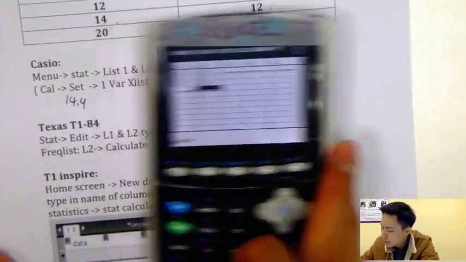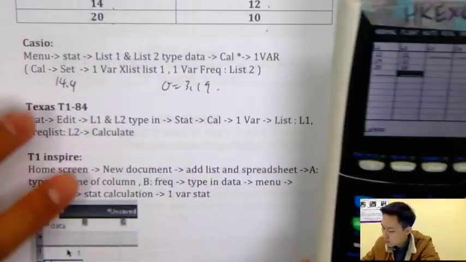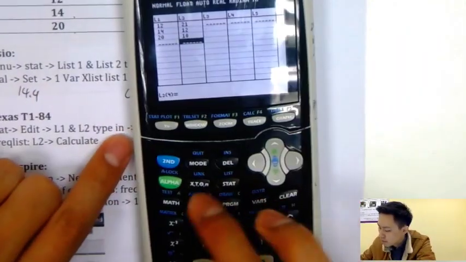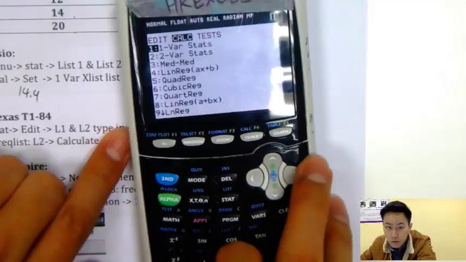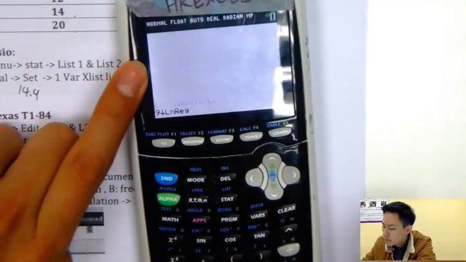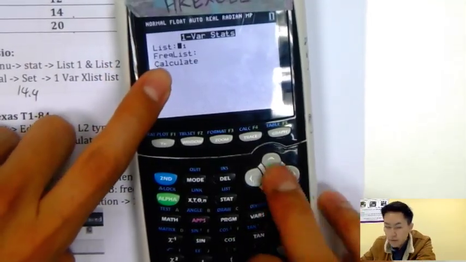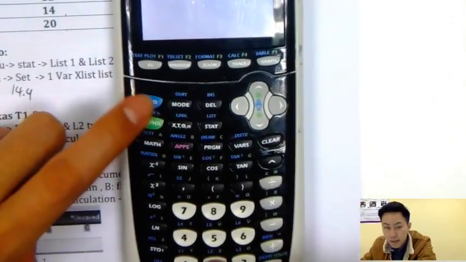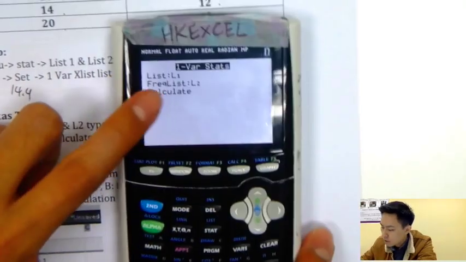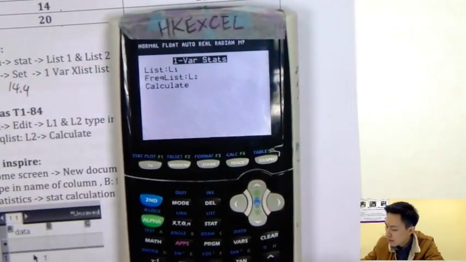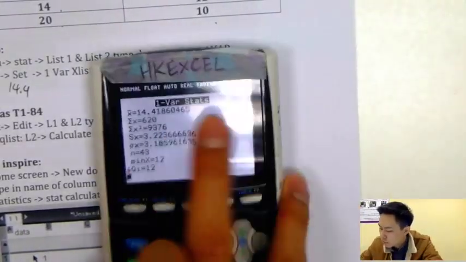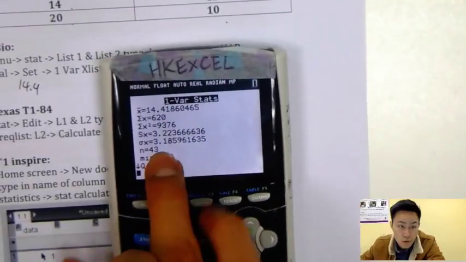How do you do the next step? You go to stat again, and then you go to calc, one variable stats. List 1 is the X list, and you have to type in list 2. How do you type in list 2? Second, then 2. Then you see list 2 here, and then go calculate. Then you see the mean is equal to 14.4, and the standard deviation is 3.19.